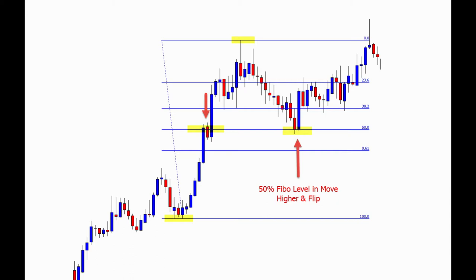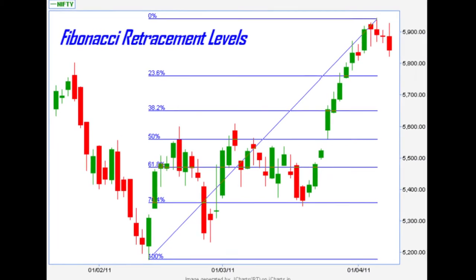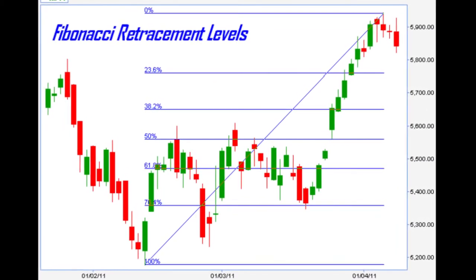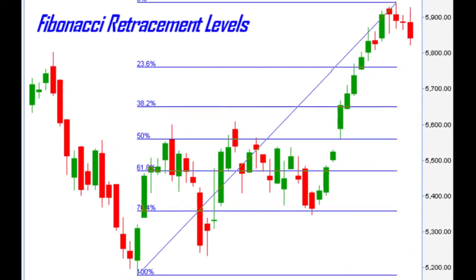The Fibonacci retracement levels are 23.6%, 38.2%, 61.8%, and 78.6%. While not officially a Fibonacci ratio, 50% is also used. However, remember that these levels should not be relied on exclusively. There is nothing to calculate when it comes to the Fibonacci retracement levels. They are simply percentages of whatever price range is chosen.